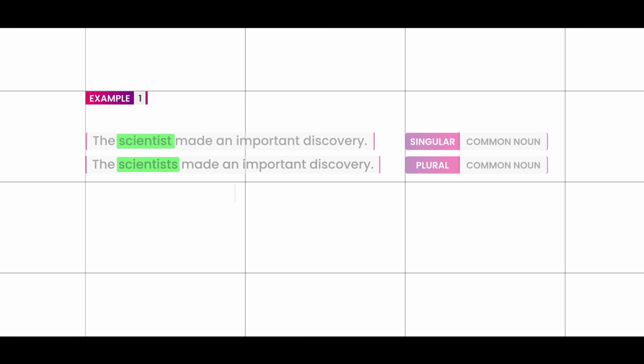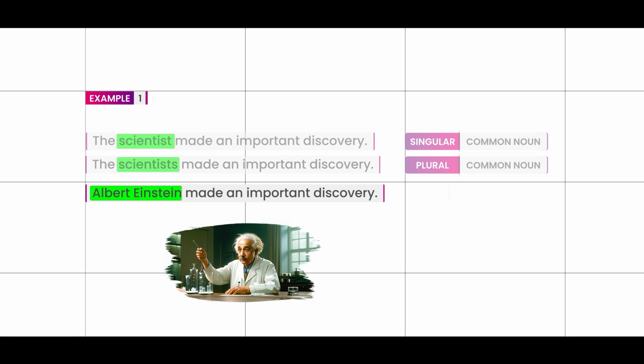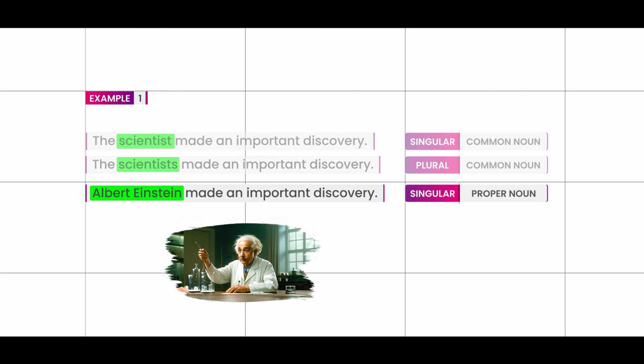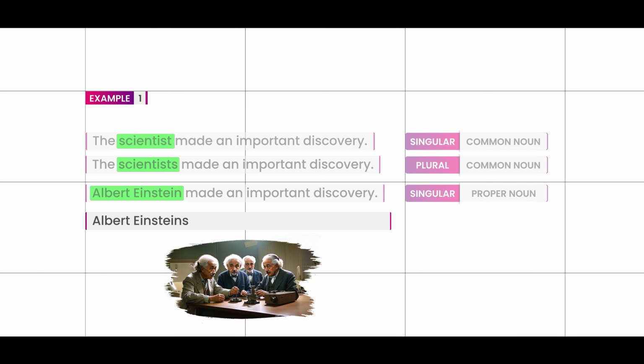Well, that way, have a look at this sentence: Albert Einstein made an important discovery. No doubt, Albert Einstein happens to be a proper noun, but it happens to be a singular proper noun. And have a look at this sentence: Albert Einsteins made an important discovery, and in this case Albert Einsteins happens to be a plural proper noun.